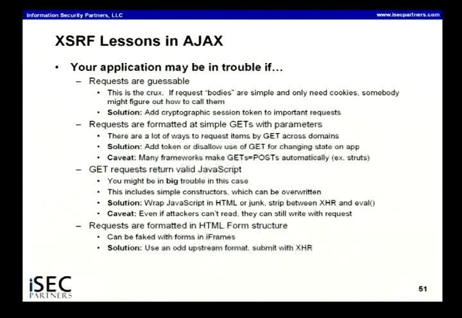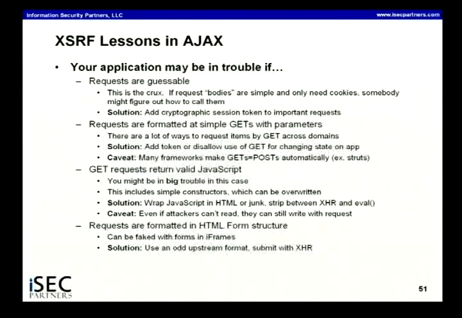So what are the XSRF lessons in Ajax? Your application may be in trouble if your requests are guessable, right? If there's stuff in your request that's not personalized to you, then somebody else can guess what they are and blindly ask for them. If the requests are formatted as GETs, GETs are really bad. With POSTs, you can do the iframe trick, but you can do GETs in a lot of different ways, and it's a lot easier to brute force many GETs. If GET requests return valid JavaScript, you're probably toast.